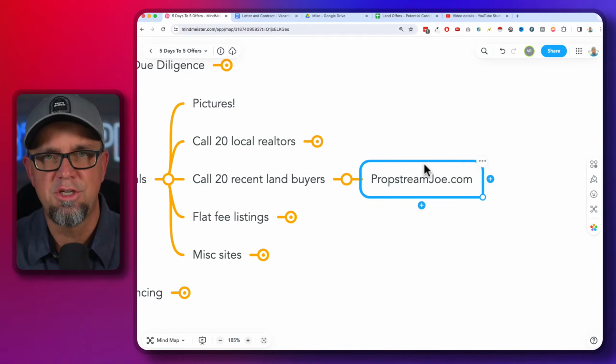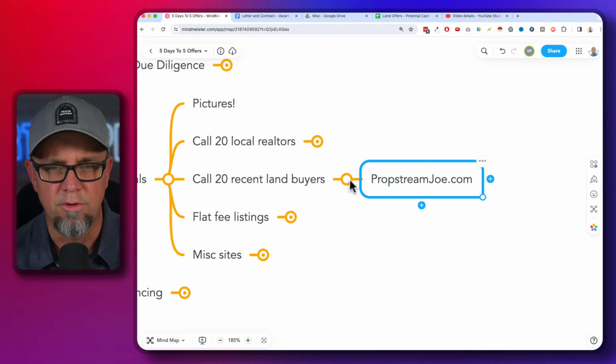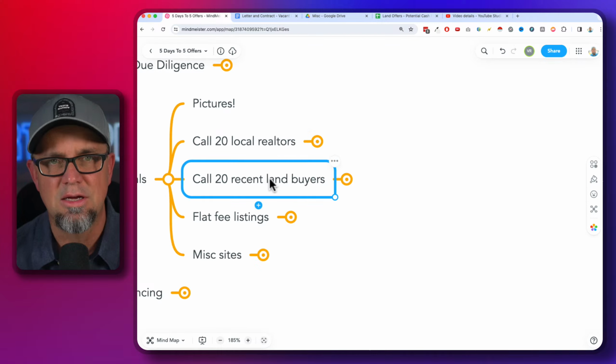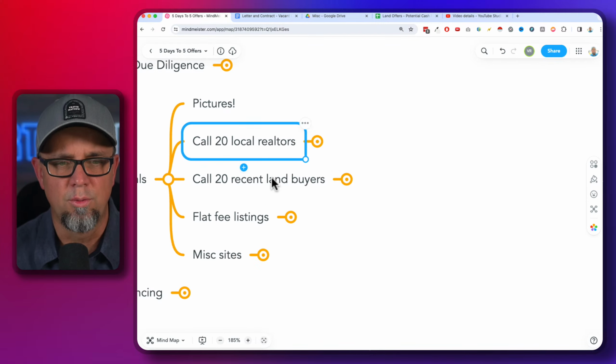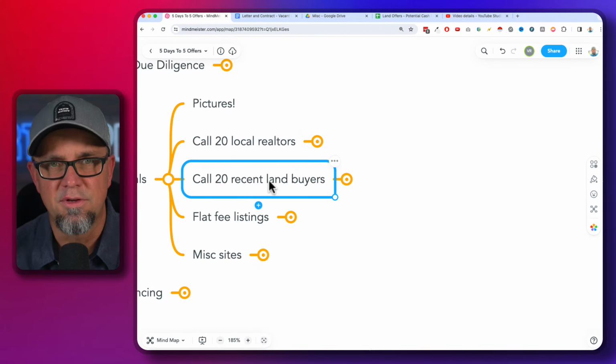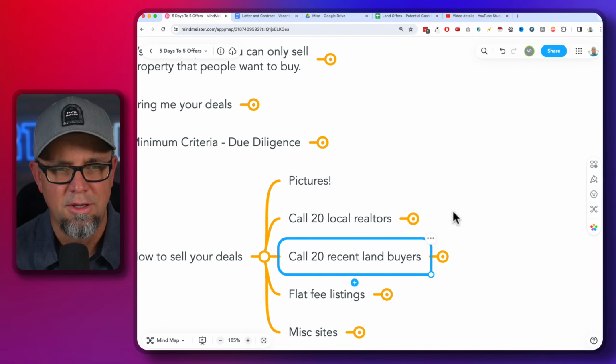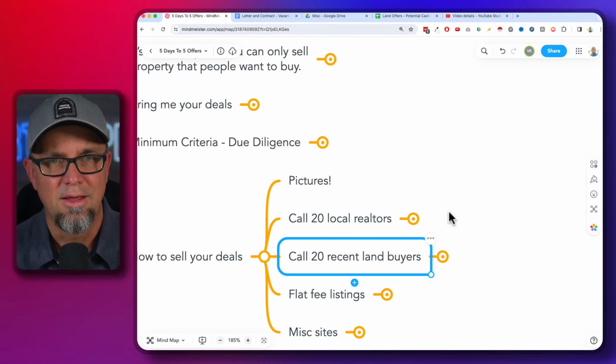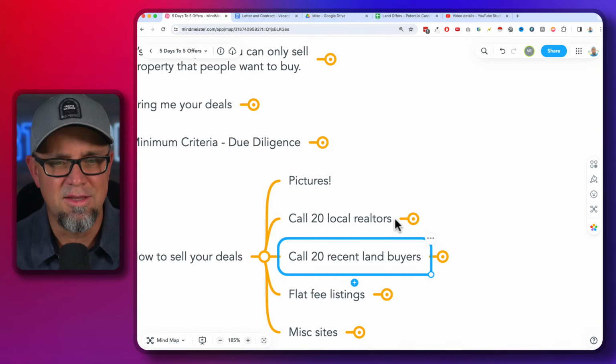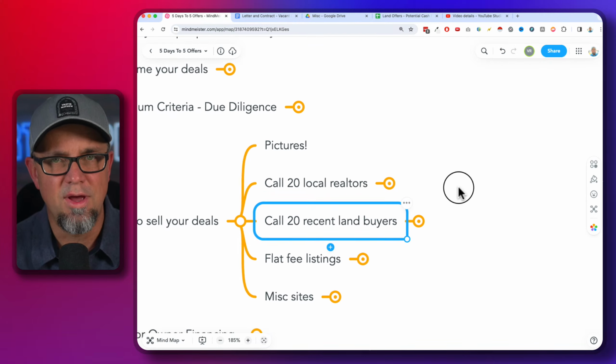I'm telling you, if you guys just do these two things, you'll sell all of your deals. And guess what? If you can't sell your deals by calling local realtors, calling and mailing physical mail to recent land buyers, you probably don't have a good deal. Also, if I won't lend on the deal, you probably don't have a good deal. Isn't that great to know? You can find this out in 1 week, whether you have a good deal or not.